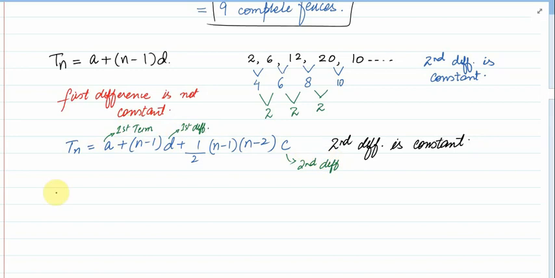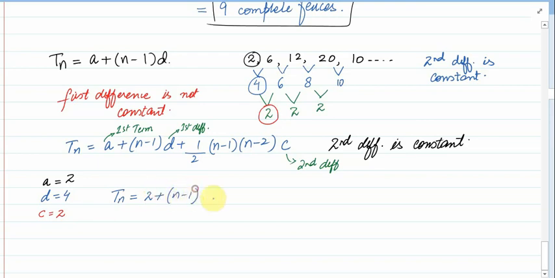I will write down the values here. So a is the first term, that is 2, right? d is the first difference, that is 4. And c, the second difference, is 2. Now we have the values of a, c and d. Apply all the values in the working formula. So Tn equals a, that is 2, plus n minus 1 times d, that is 4, plus 1 upon 2 times n minus 1 n minus 2, and c, that is also 2.